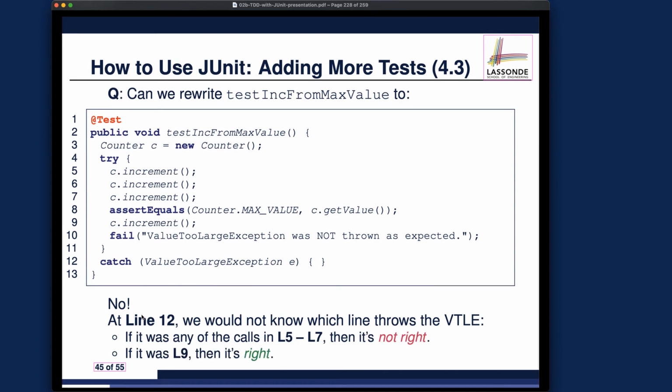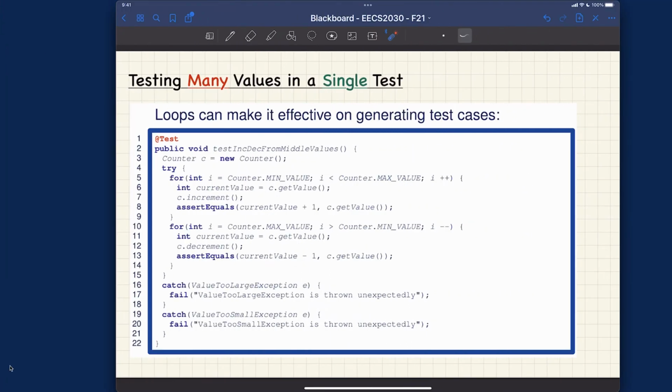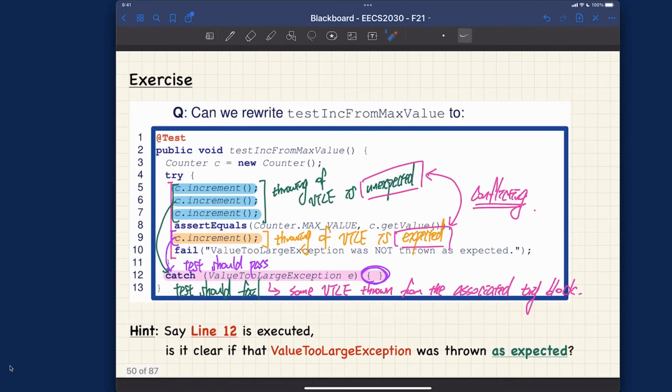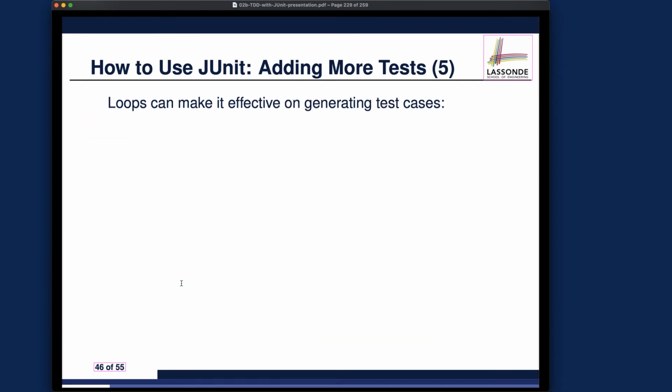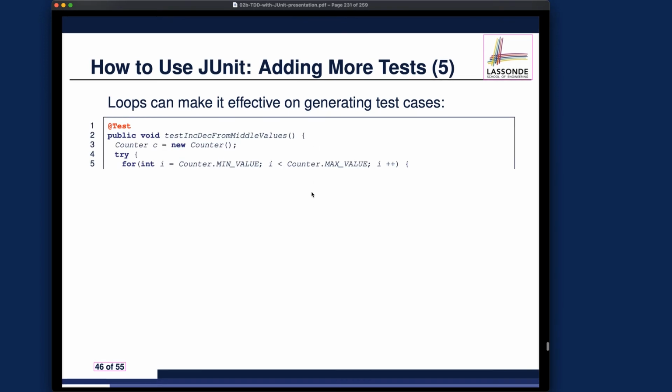And then you can also go back to my detailed answer as expected, as explained over here. Let's now go on to the last example I want to show to you. When you are doing your own test cases, you may want to consider using some loops. Loops can actually make it very effective on generating test cases, right? Let me give you one example here.